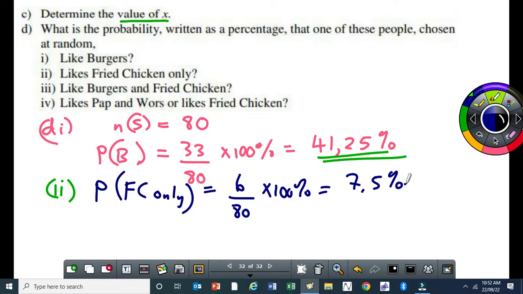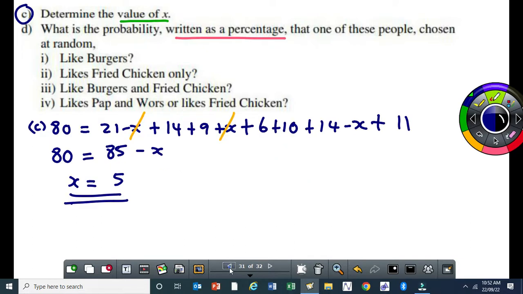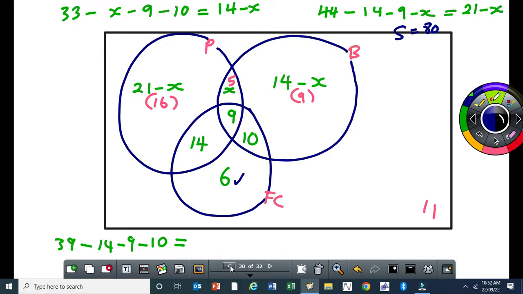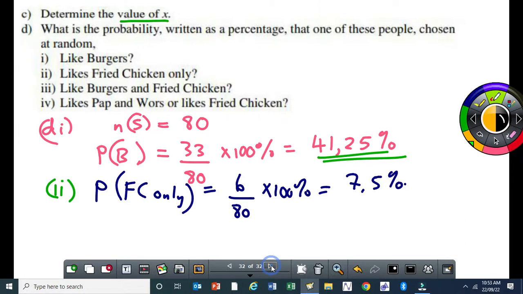Okay. Then, those who like burgers and fried chicken. Now, it doesn't say burgers and fried chicken only. So we need to go to the intersection of those two events. Let me just indicate to you which values we are going to take. If it's burgers and fried chicken, we need this total. Please be aware that this 10 here is burgers and fried chicken only, which means they don't eat any pap. But if it says burgers and fried chicken, it means also including those that are common for all three. So we have to add 9 plus 10, which is 19. Are you following?